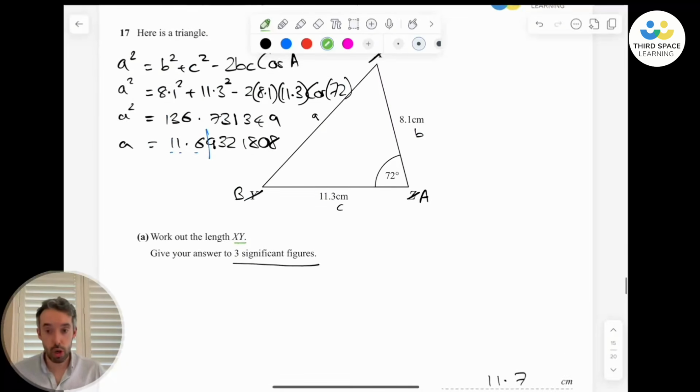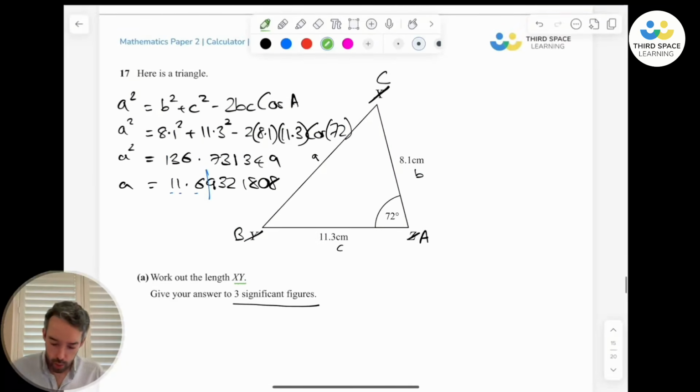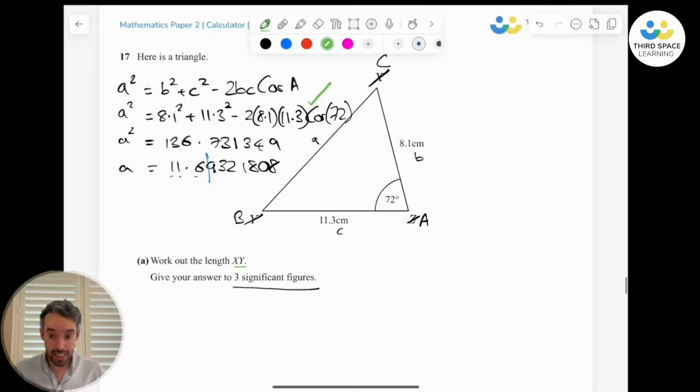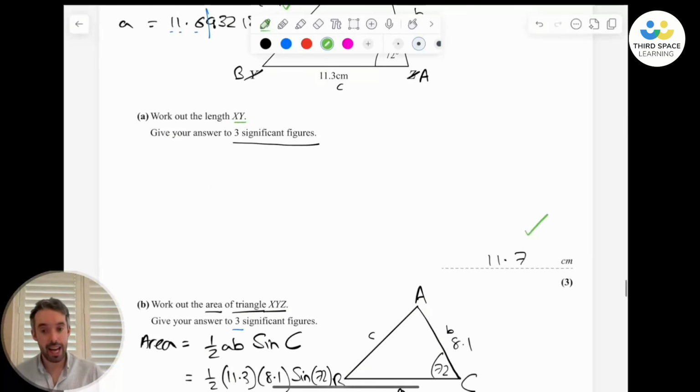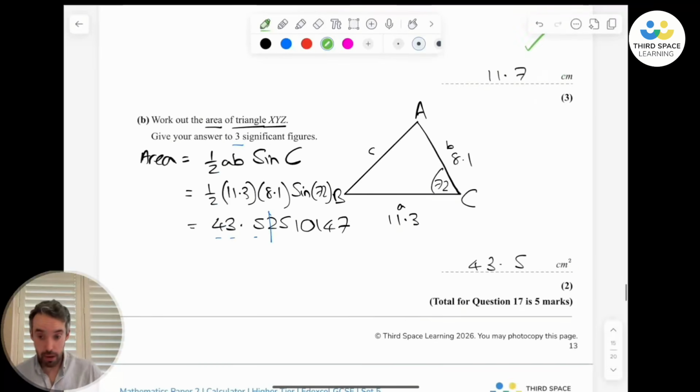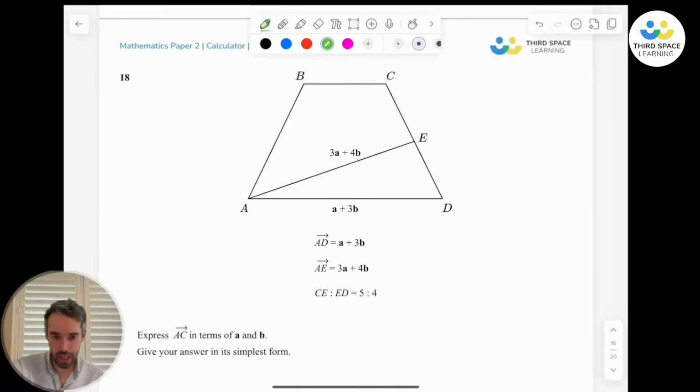Let's see where these marks come from. So for the top one, we've got 1 mark for a correct substitution into the cosine rule. We got a 2nd mark for working that out, and then a final accuracy mark. And for part B, we got again 1 mark for the correct substitution into the formula, and then a final mark for the answer. Great. Okay, 18.